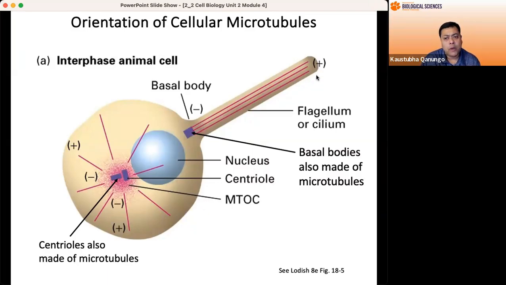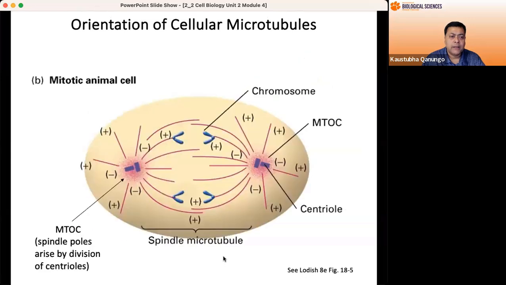The same way here you have a flagella or cilium. Here you have the basal body. That is also an MTOC. That is the minus end. This is the plus end. So it grows towards the plus end. In a normal cell, this is true. So always the plus end is towards the cell periphery.